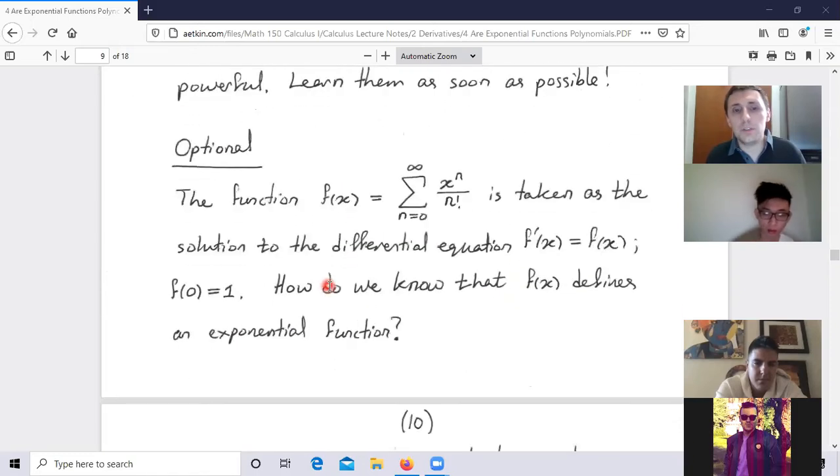Okay, so here is the optional section. I will not truly go over it because you do not know the binomial theorem, I believe, right? Just with a slight amount of effort, you will understand it.